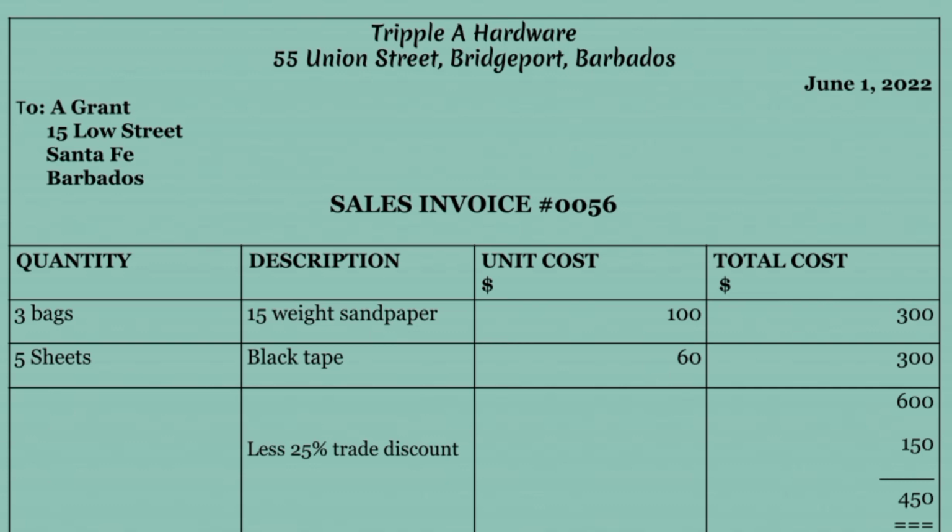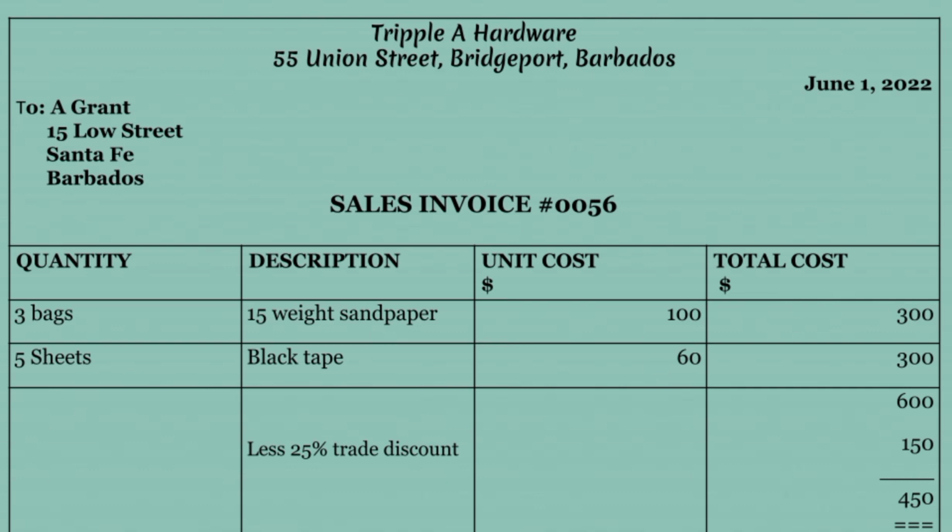We also sold 5 sheets of black tape for $60 each, totaling $300. The total cost for those 2 items is $600. There is a 25% trade discount on the invoice, so we find 25% of $600, which gives us $150. Since a discount is a deduction from the price of an item, we subtract the $150 from the $600. This leaves $450. A Grant will therefore pay a bill of $450.